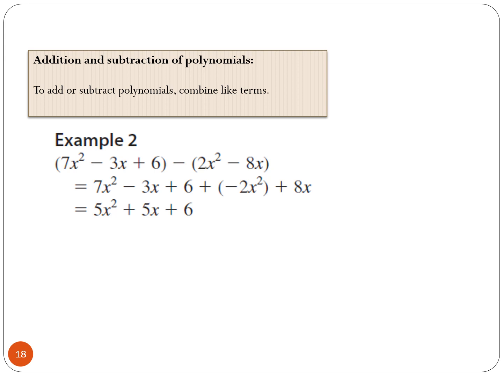The final step, what we would like to do is add similar terms. 7x squared plus minus 2x squared is just 5x squared. Minus 3x plus 8x is 5x, and then plus 6.